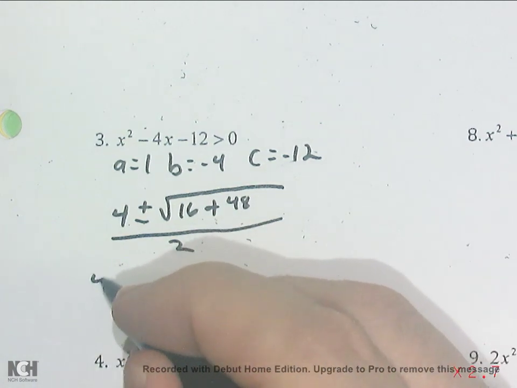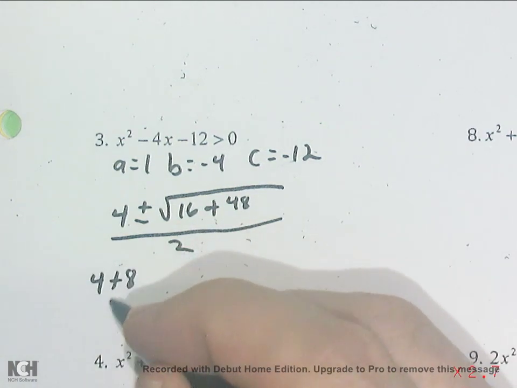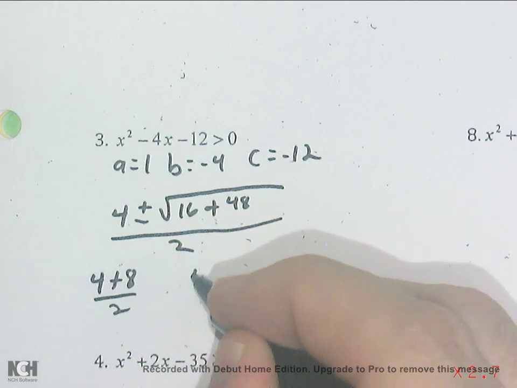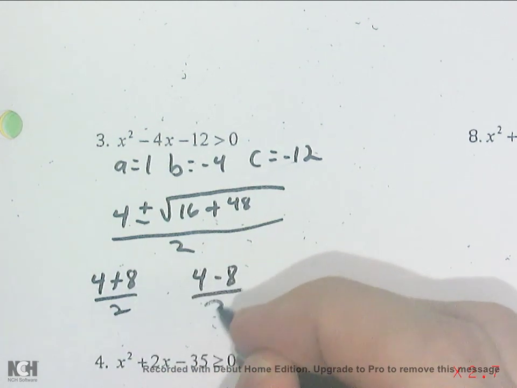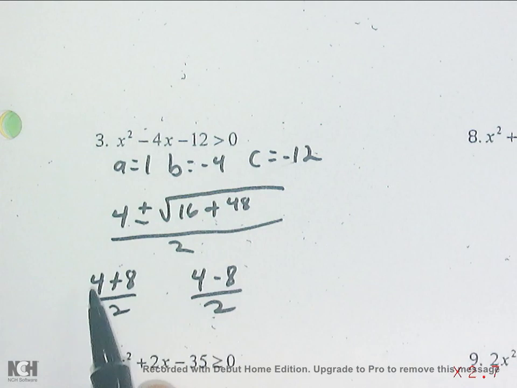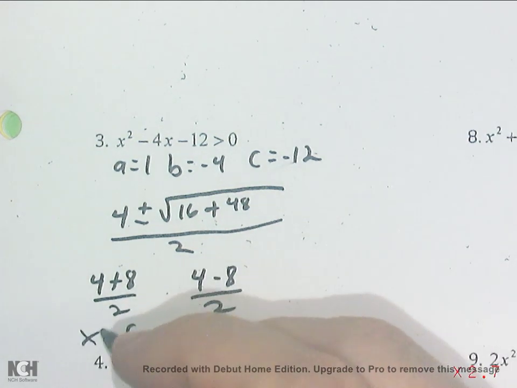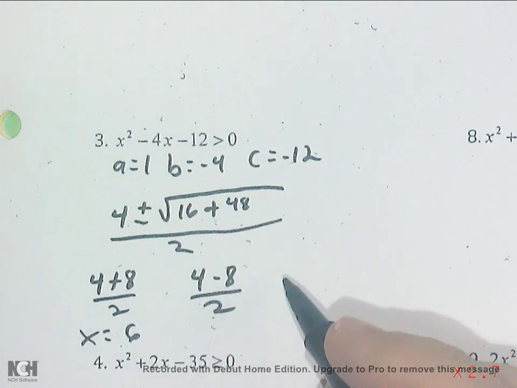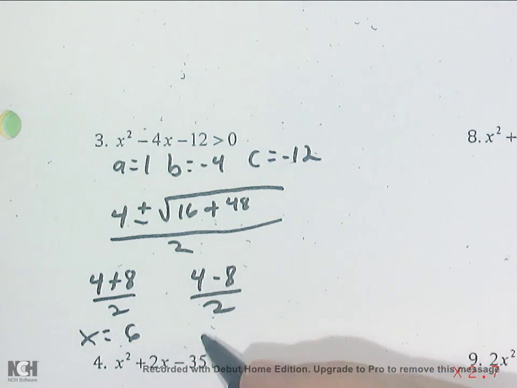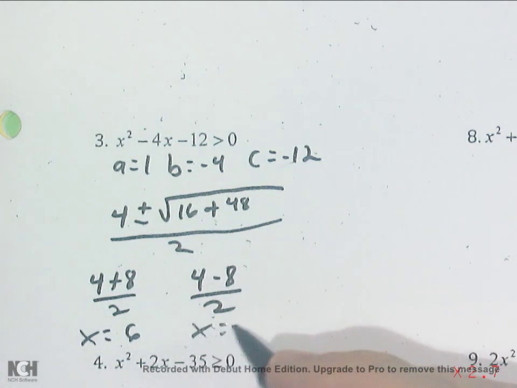So I'm going to have 4 plus 8 all over 2 and 4 minus 8 all over 2. Well, 4 plus 8 is 12, divided by 2 would be 6. So I'm going to have x equals 6. 4 minus 8 is negative 4, divided by 2 would be negative 2. So x equals negative 2.